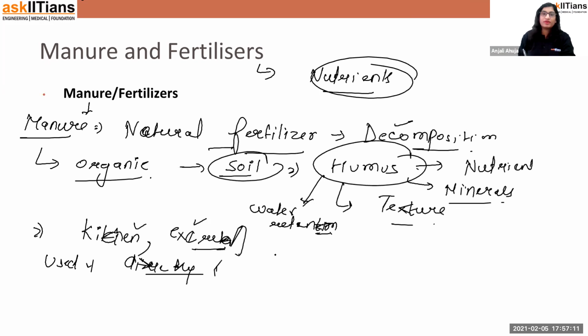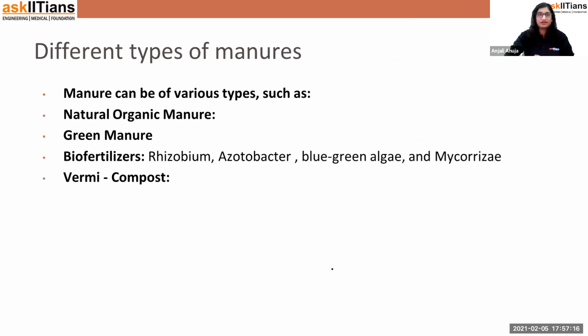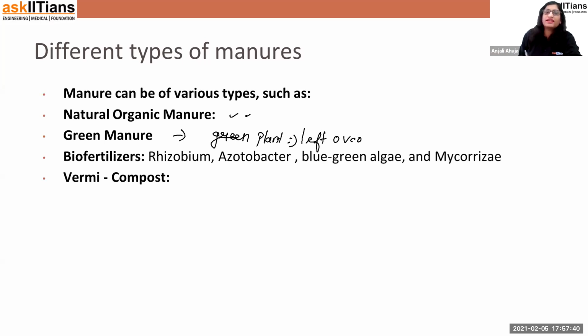Now, if a question comes in your paper asking what the advantages of manure are, I suppose you can write it. Manure can be natural organic manure. I'll come to the advantages part. Natural organic, I have told you, is kitchen waste and organic waste. In green manure, it is only green plant leftover, or you may say plant leftover. Natural organic means kitchen waste, plant waste, everything mixed, all the organic waste, and decomposition is done.